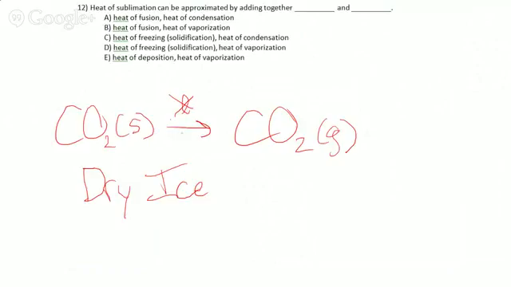So, let's think about that. That's kind of like going from solid to liquid and then liquid to gas, but all in one step. So what values are associated with that? Well, the heat of fusion and the heat of vaporization. So if we take a look at number 12, the choice should be B. Heat of sublimation can be approximated by adding together heat of fusion and heat of vaporization.